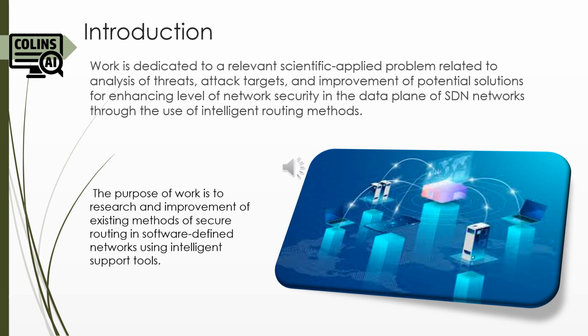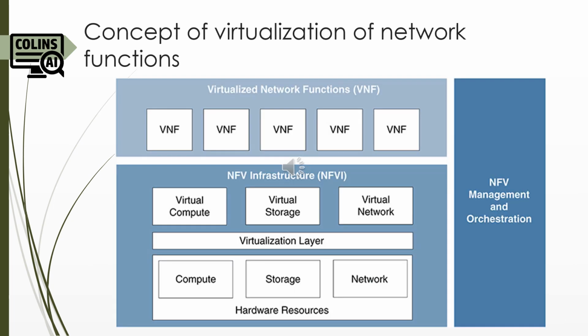routing method. The purpose of the work is to research and improve the existing method of secure routing in software-defined networks using intelligent support tools. A number of secure routing models have been developed and investigated, taking into account base vulnerability critical metrics. An existing model has been refined, leading to the formulation of an optimization-based flow model for security QoS routing that you see in this figure. Numerical analysis has demonstrated the efficiency and adequacy of the proposed refinement.